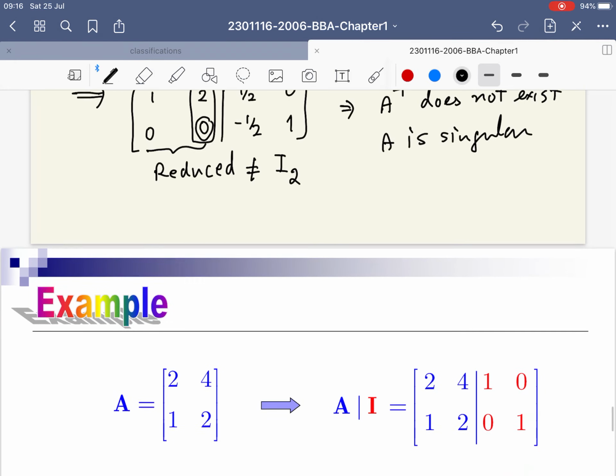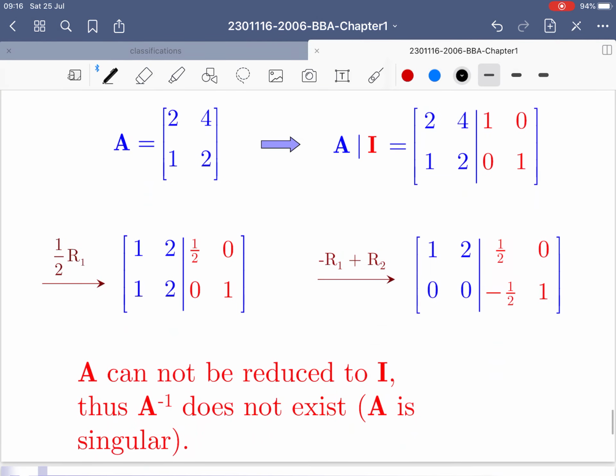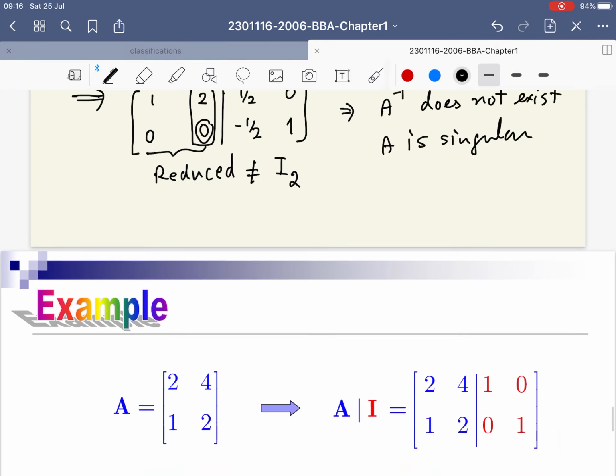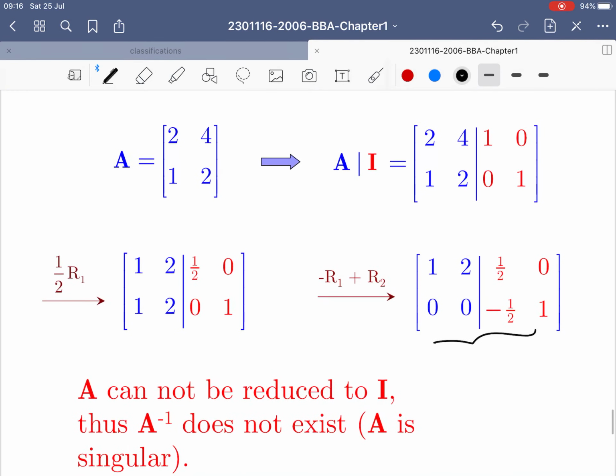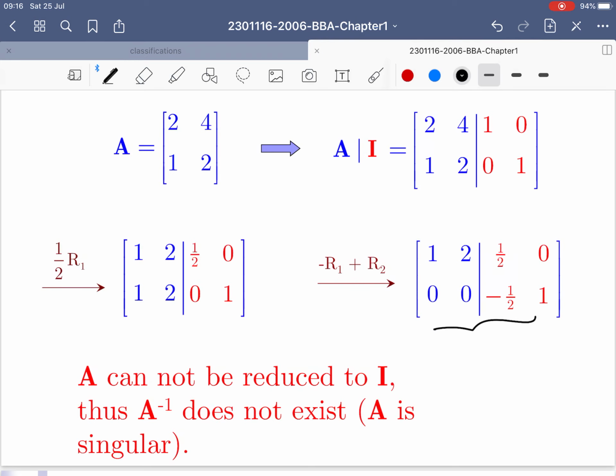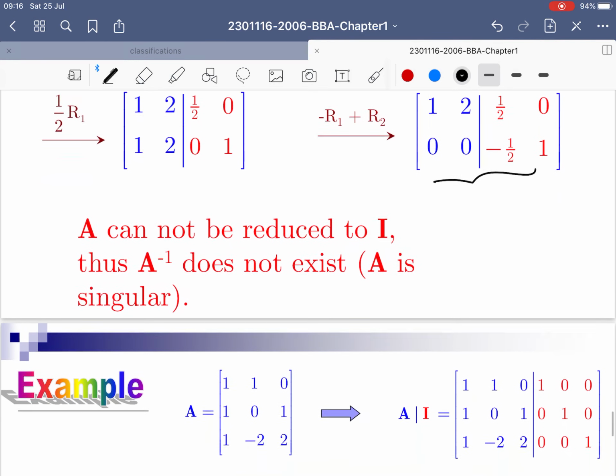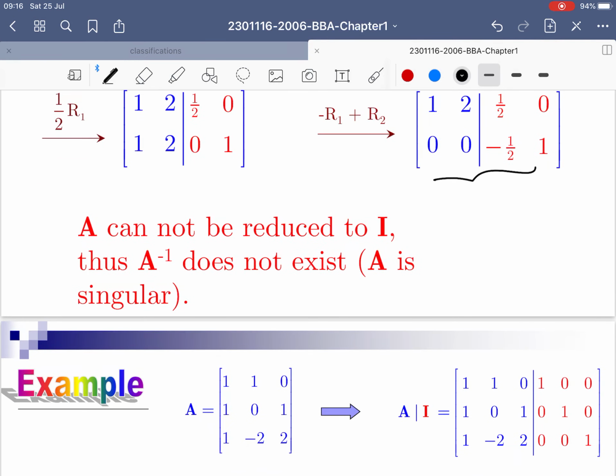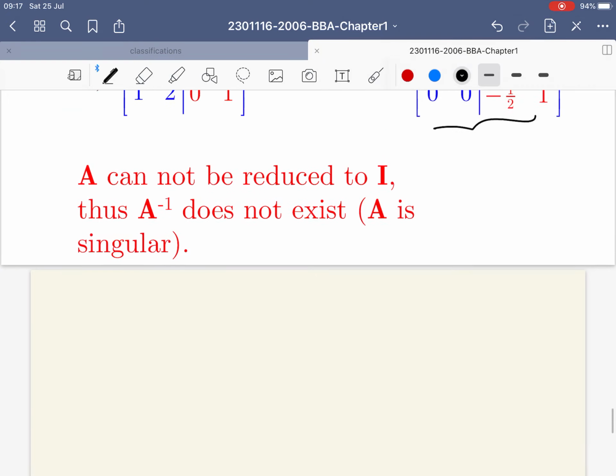Are we all right? Again, if you don't like my handwriting, here it is the one that is typed on the pages. It's the same example. Let's look at another example. Let us do it together.